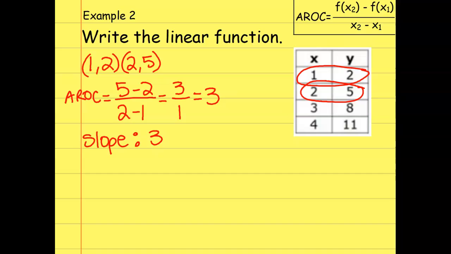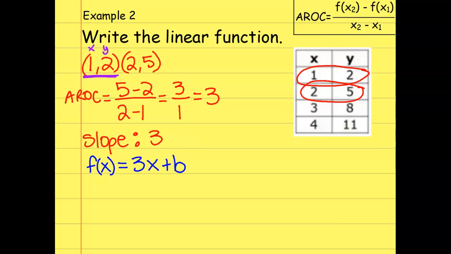Now our next step, we are going to substitute that slope into f of x equals mx plus b. So that would be f of x equals 3x plus b, because the slope is the m in the function. And now we're going to substitute one of the ordered pairs into the function for x and y. And I'm going to ask that you always use that first ordered pair. So we're going to substitute this first ordered pair into this function. Remember, the first number is the x and the second number is the y.